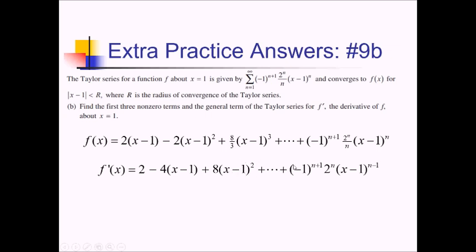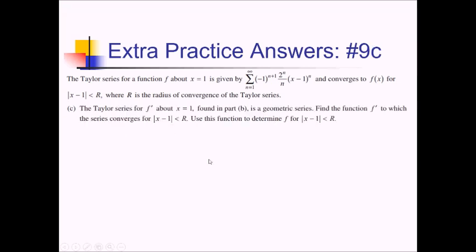So that works out if we write things like this. And since we've written the derivative, that's it for this part. For this last part of the problem, we receive the revelation that the Taylor series for f prime that we found in part B is a geometric series. No way. Based off this, we need to find the function f prime to which the series converges, and then use this to determine f.